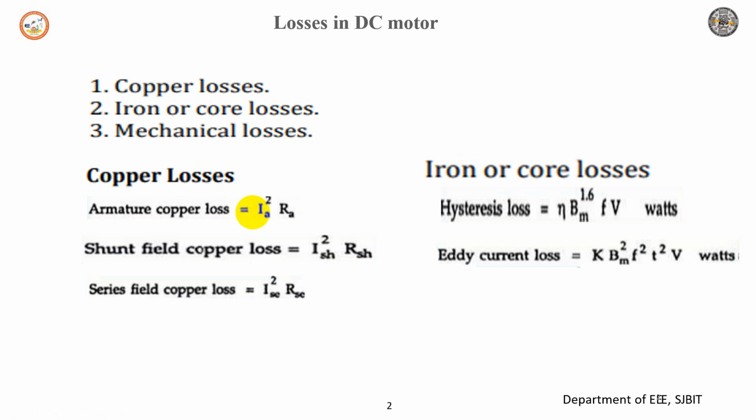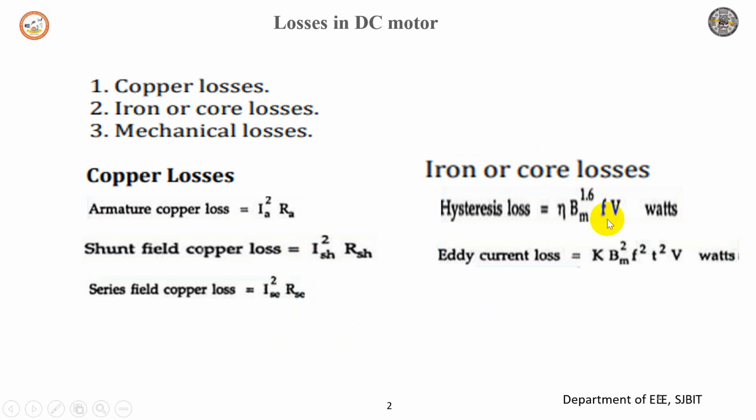So for these two windings, armature winding and field winding, the copper losses are proportional to the square of the current flowing through the winding, that is the armature current. Therefore, copper loss is I square R. With respect to armature, it is Ia square Ra. With respect to shunt field, it is the current flowing in the shunt, that is Ish square Rsh. And when it comes to series, it is Isc square Rsc. In a compound DC machine, there exists a brush contact resistance drop, which is included in the armature copper loss.